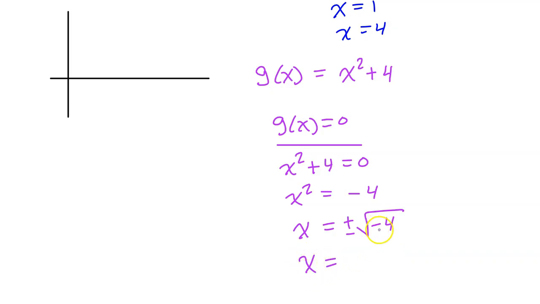And the square root of negative 1 is i, which stands for imaginary. So the square root of negative 4 is going to be 2i. So this is plus or minus 2i. These imaginary zeros will not show up on a graph. So the graph is going to look something like this, and it does not have any x-intercepts.